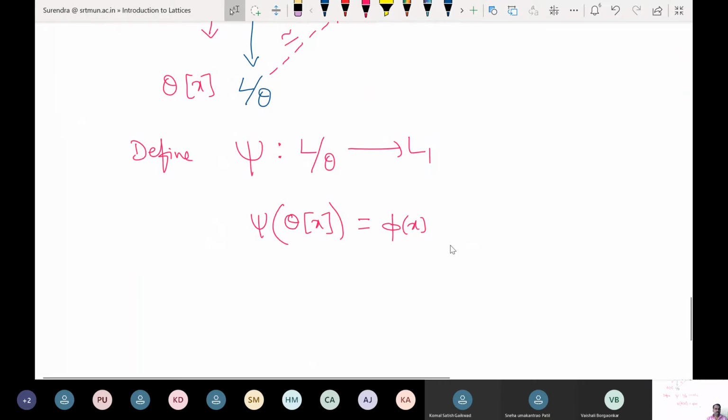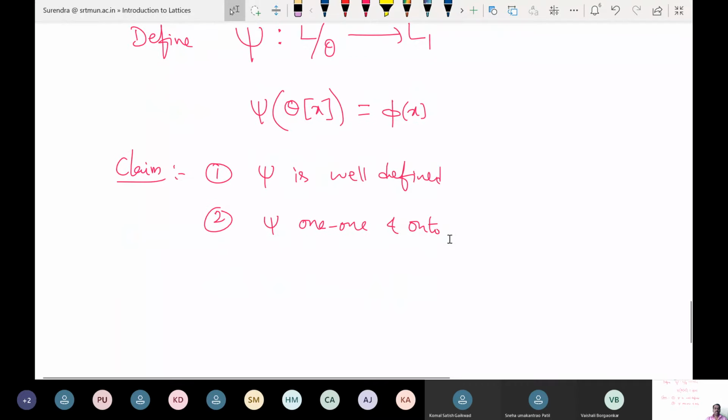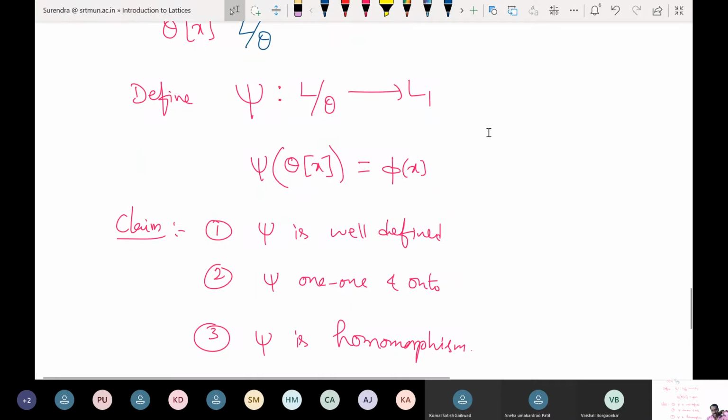Now, what do we have to show to make sure that this is an isomorphism? First we have to make sure that psi is well defined. Then psi is of course one-one and onto, and psi is a homomorphism. If we prove these things, then psi will become an isomorphism. Therefore L modulo theta will be isomorphic to L1.